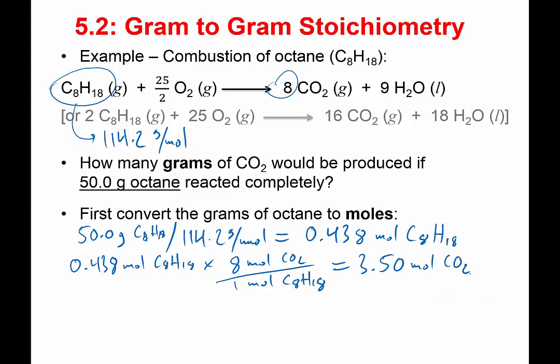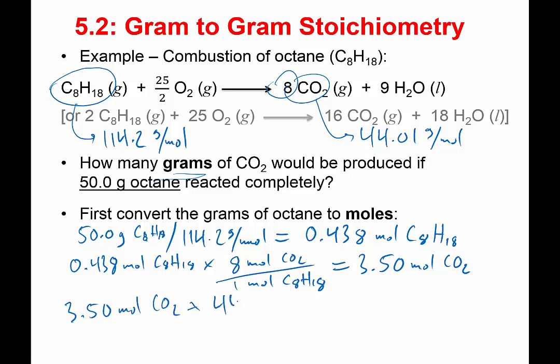So 50 grams of octane would produce that many moles of CO2, but the question asked how many grams of CO2 we would get. So now we just use the molar mass of CO2. CO2 has come up before, it's 44.01 grams per mole. So we just take 3.5 moles of CO2 times the molar mass, and we get 154 grams of CO2. Okay, so we have calculated that 50 grams of octane would produce 154 grams of CO2.